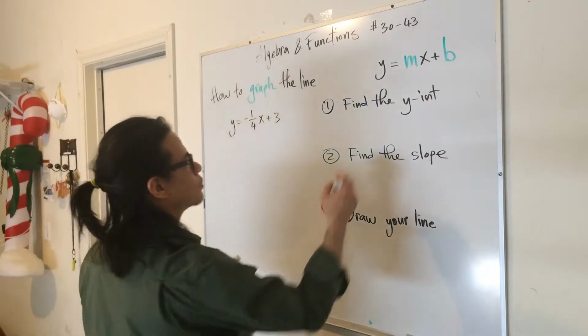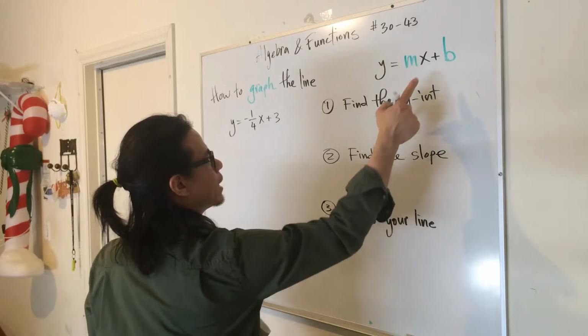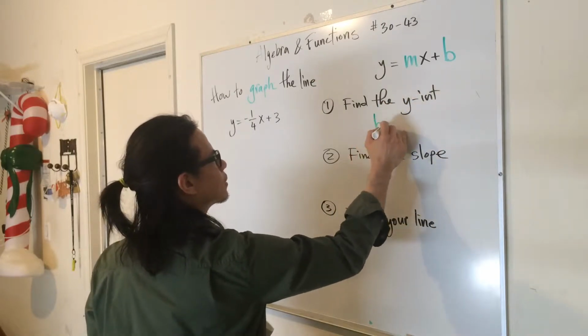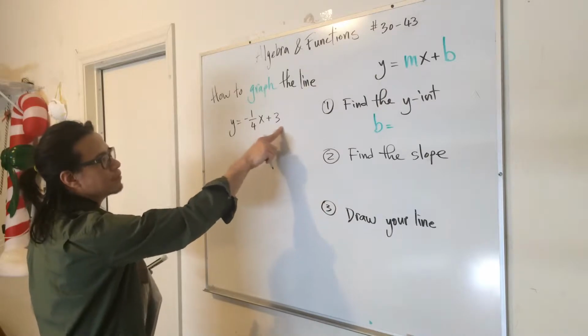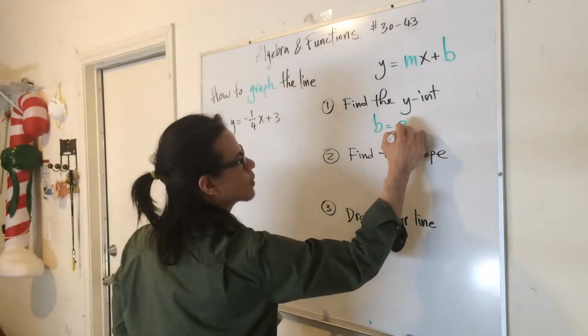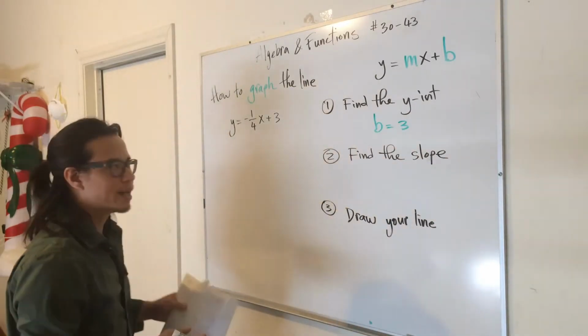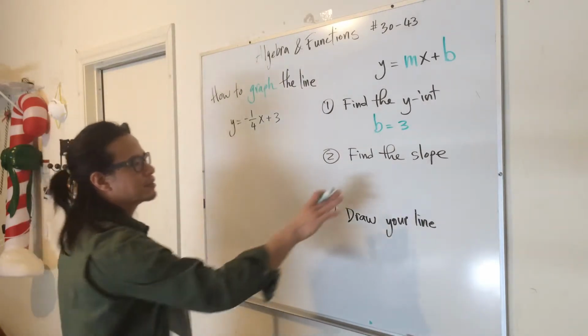Okay, so remember that the y-intercept is the b. And that's this part here, positive 3. So b is equal to 3, simple as that. Now let's find the slope.